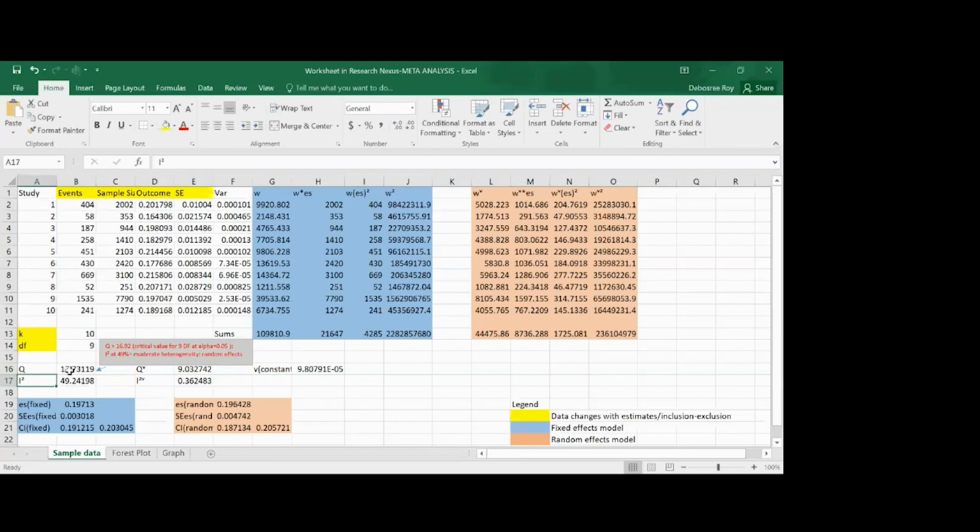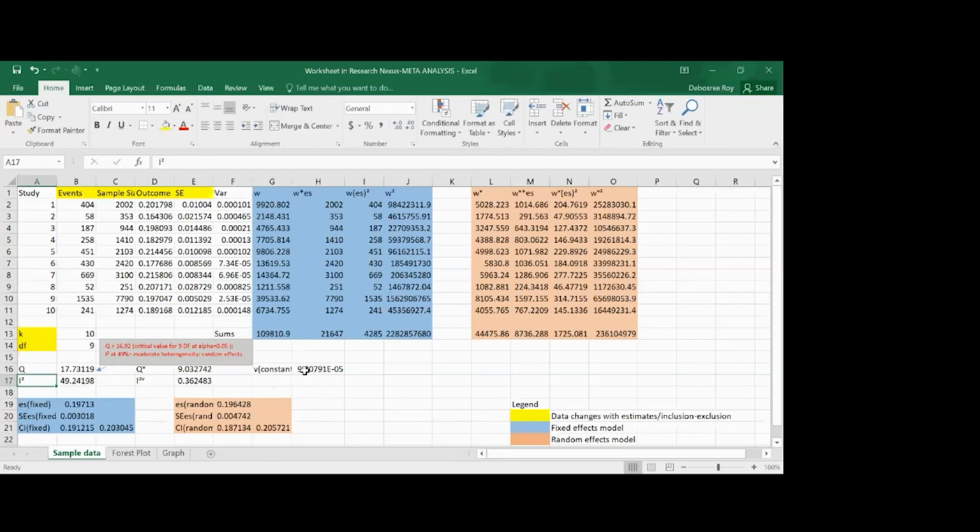Here in our study, our Q is 17, which is greater than 16.92, the critical value for 9 DF at alpha 0.05. And the I square is 49%, so it's moderate heterogeneity. So we make a decision for a random effects model.